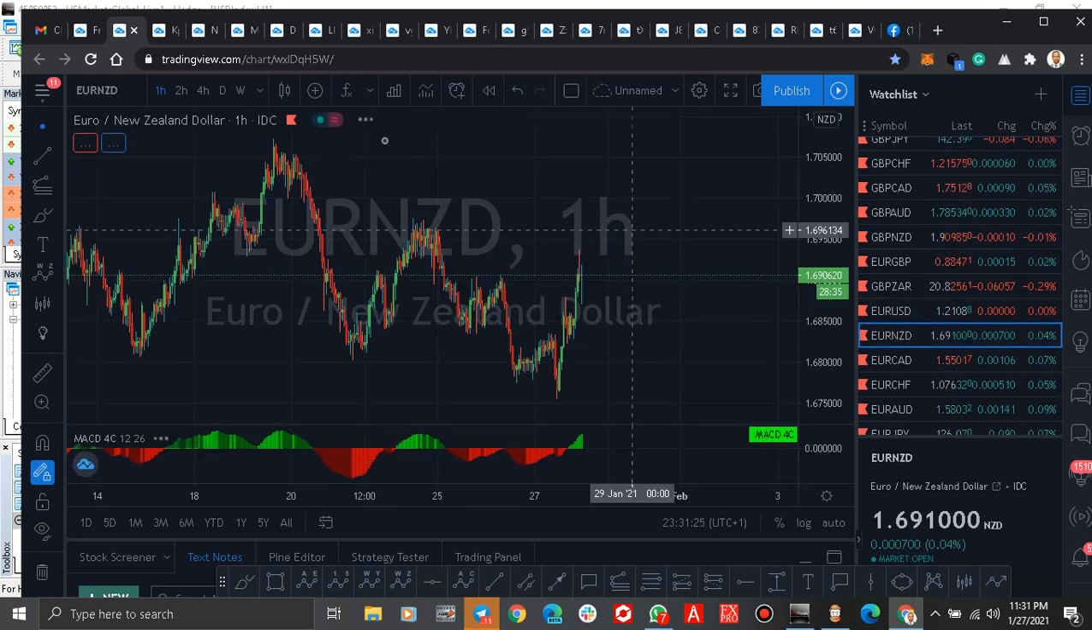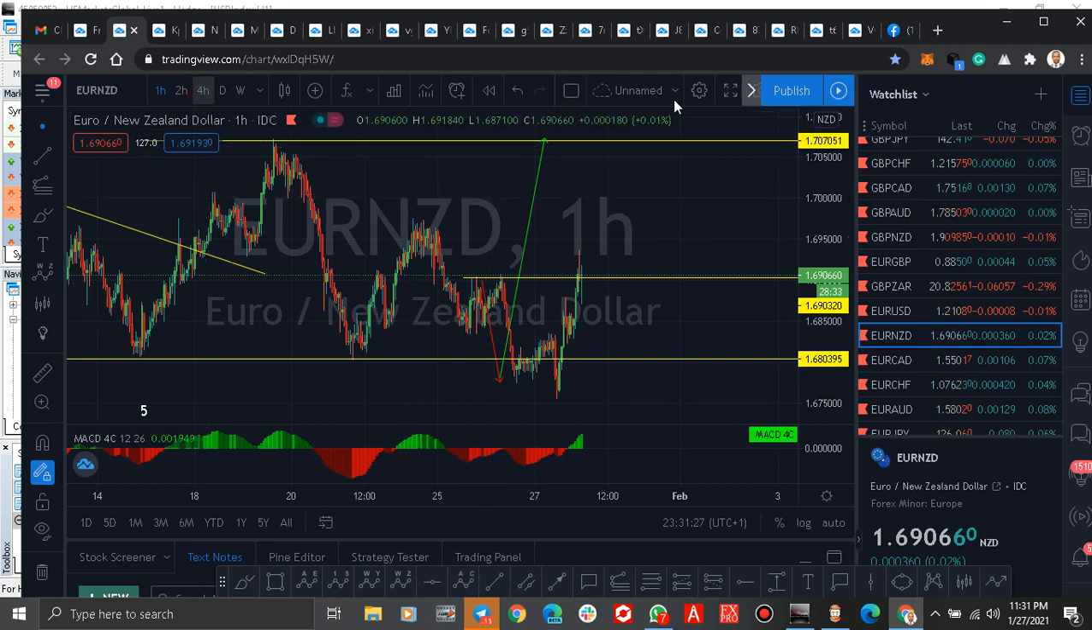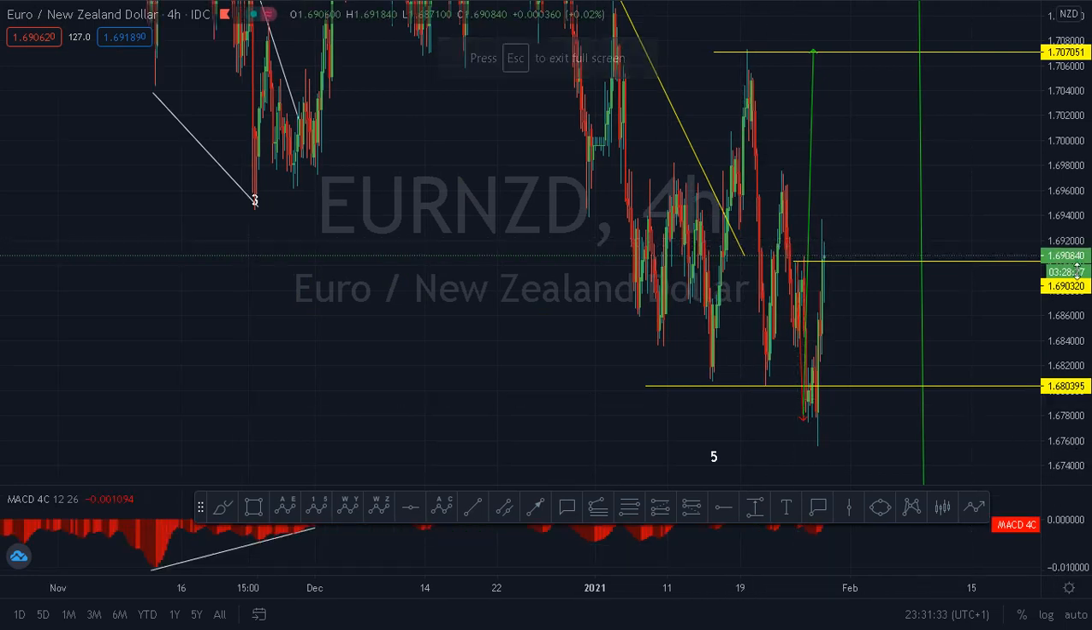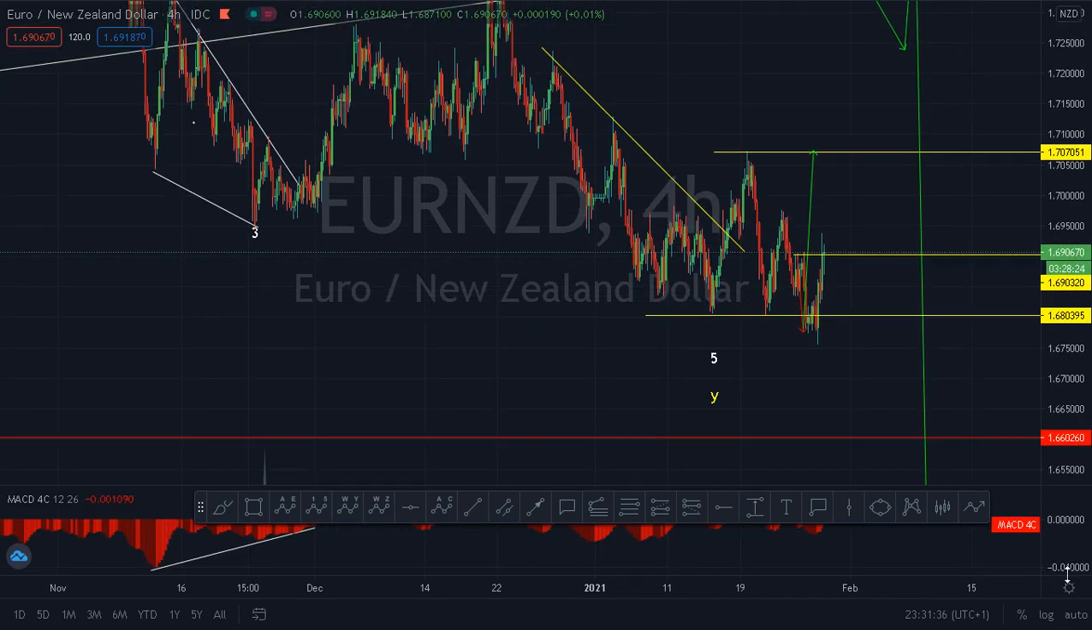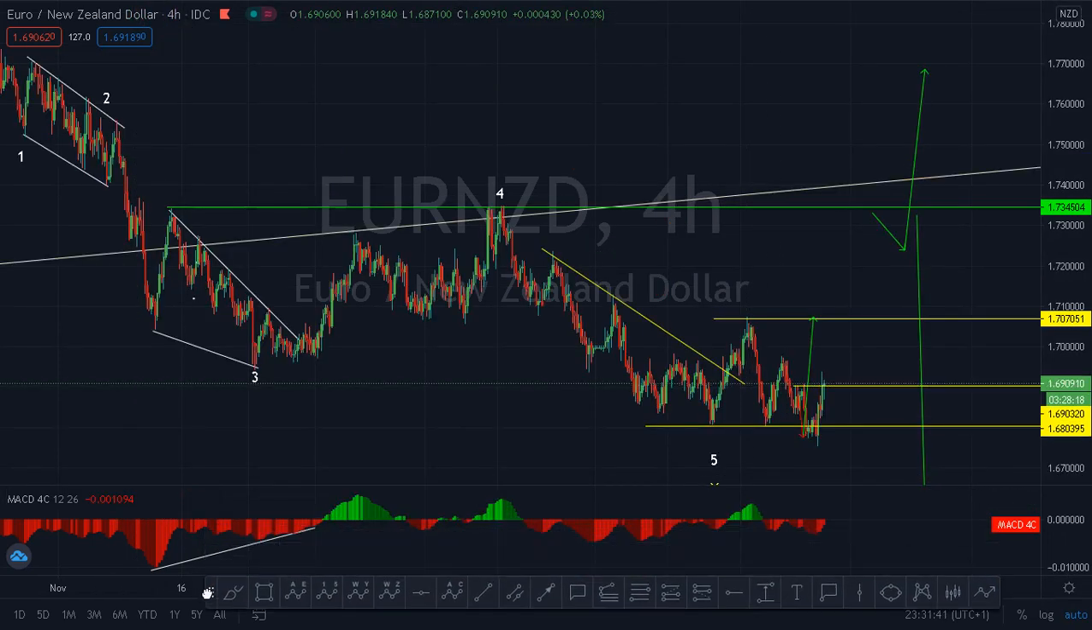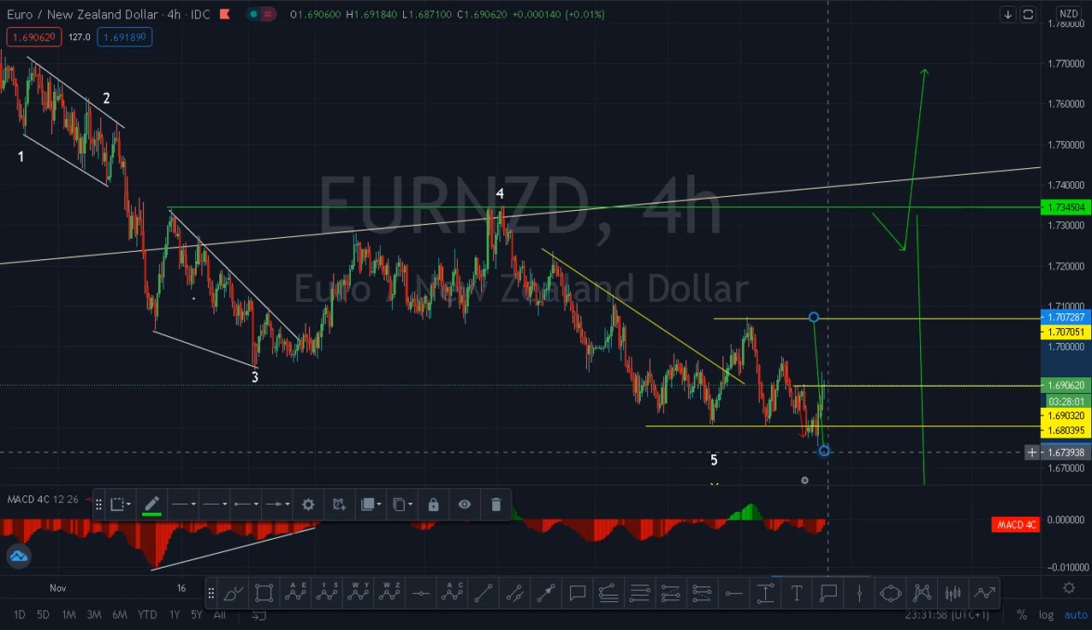Euro New Zealand. You do something different for Euro USD. Okay, remember, you see this line, I said it will drop and go up. It has dropped beyond where I thought it will end, or a little below where I thought it will end. So now we are going up.